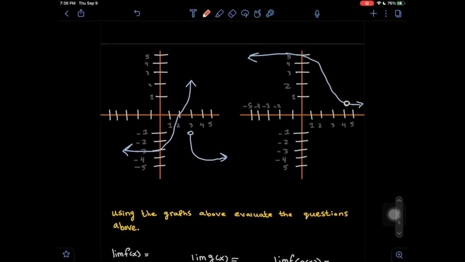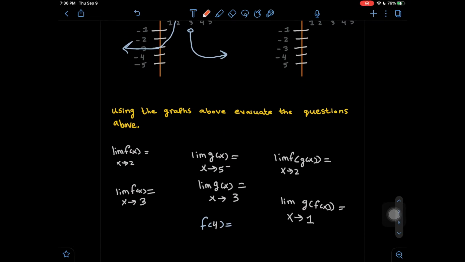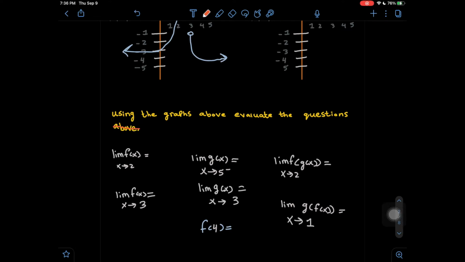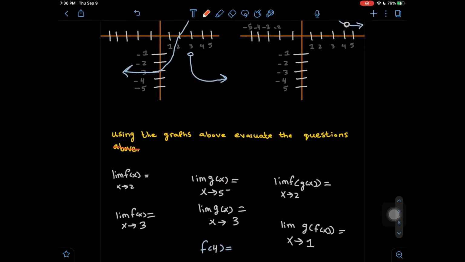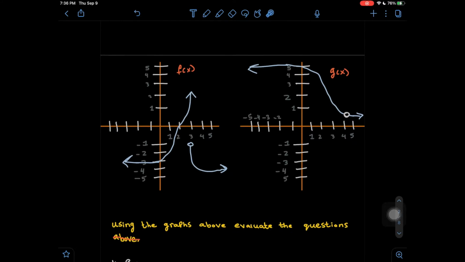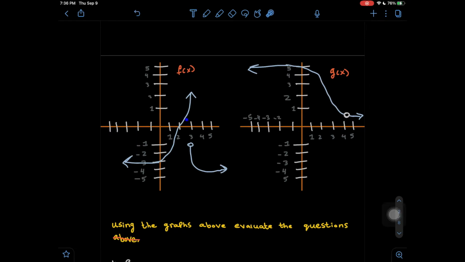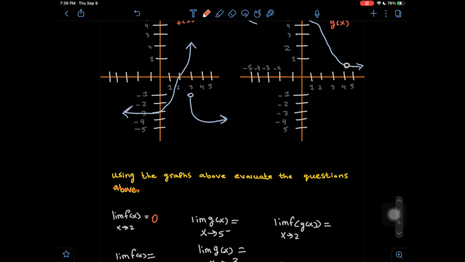This next problem, we have two graphs. This graph being f of x, and this graph being g of x. Now let's look at the problems. It says, using the graphs above, evaluate the questions below. First question, limit of f of x as x approaches 2 equals. Remember, f of x is this graph right here on the left. We're going to see the limit as x is approaching 2. We can see at 2, from both sides, it's approaching 0. So it's approximately 0. Our answer is going to be 0.